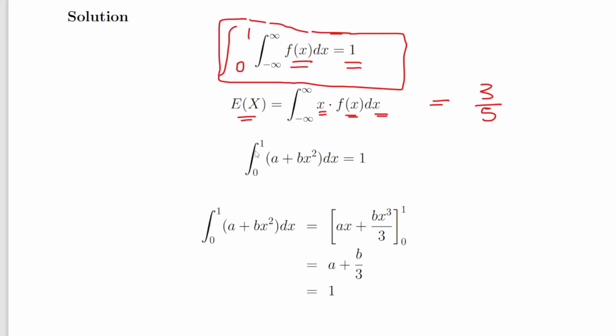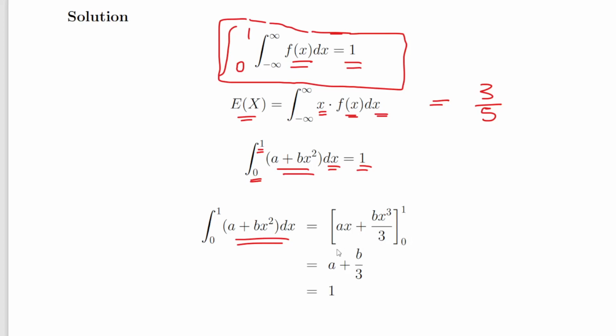So in the first case, we evaluate the probability density function, and we can replace minus infinity to infinity with 0 to 1 as the range of possible values of x. dx, and that is equal to 1. So let's evaluate this. When we integrate this out, it's a straightforward enough integration. What we get is a definite integral, ax plus bx cubed over 3, evaluated between 0 and 1.